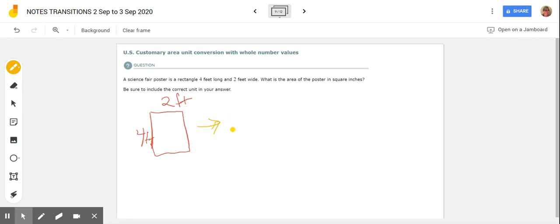I'm just going to change it, redraw it so that I have room. I wouldn't have to. 2 feet. For this, you need to know that 1 foot is equal to 12 inches. So 2 times 12 is 24 inches. 4 times 12 is 48 inches. So it's going to be 24 times 48. And that is, I don't know, I'll go find out.